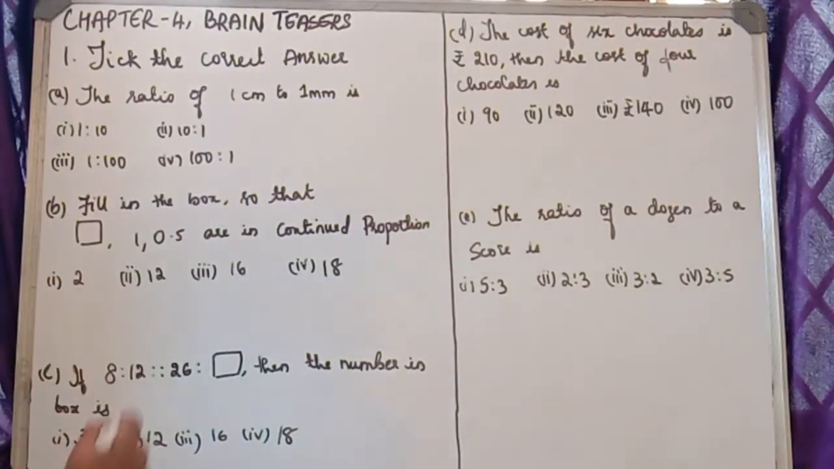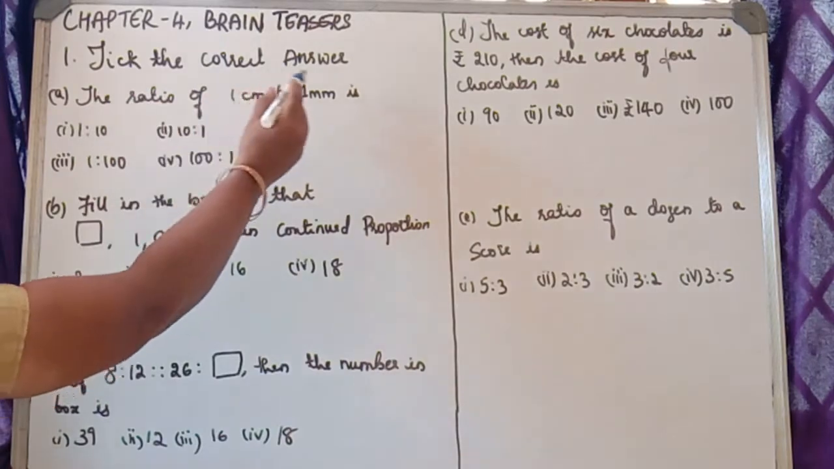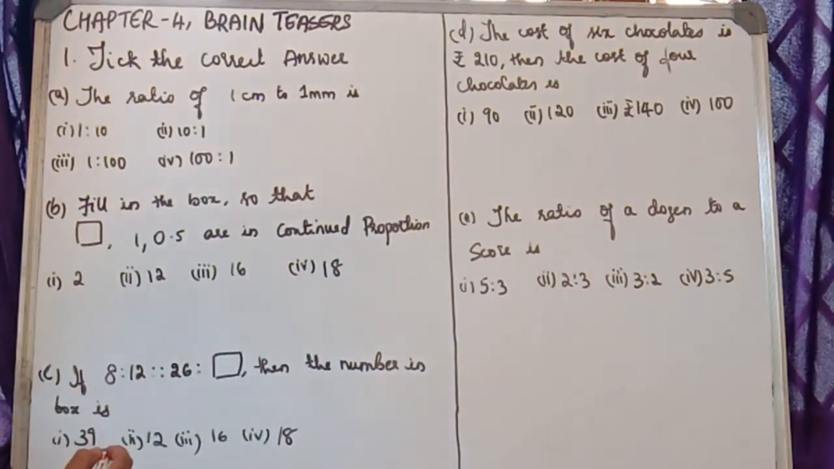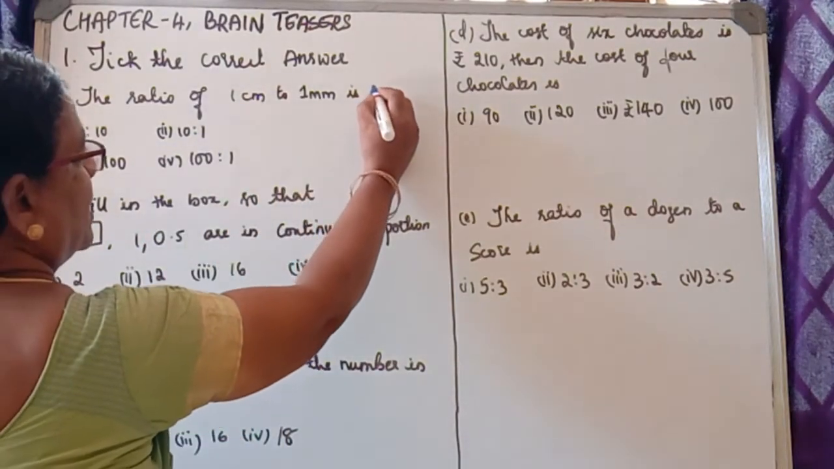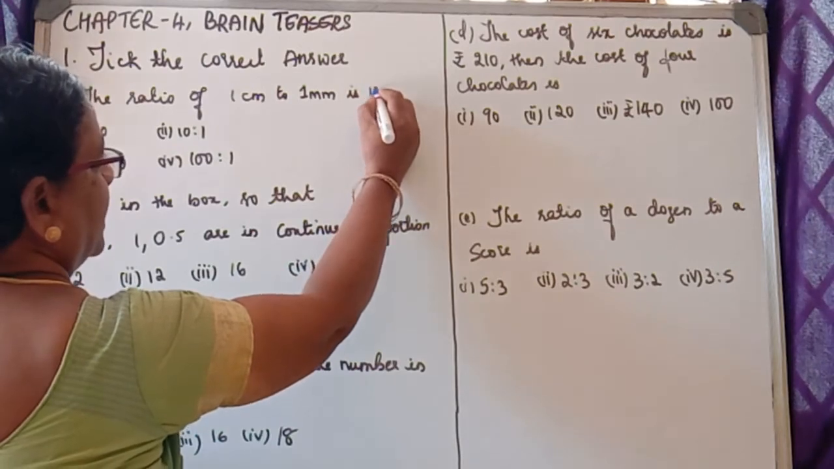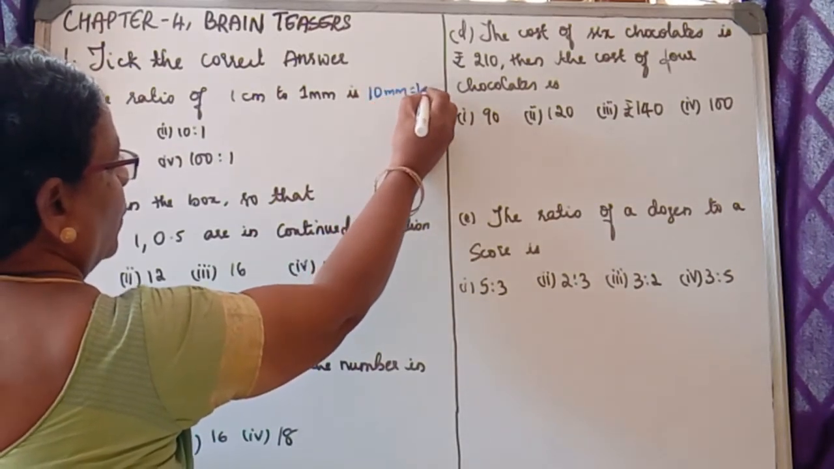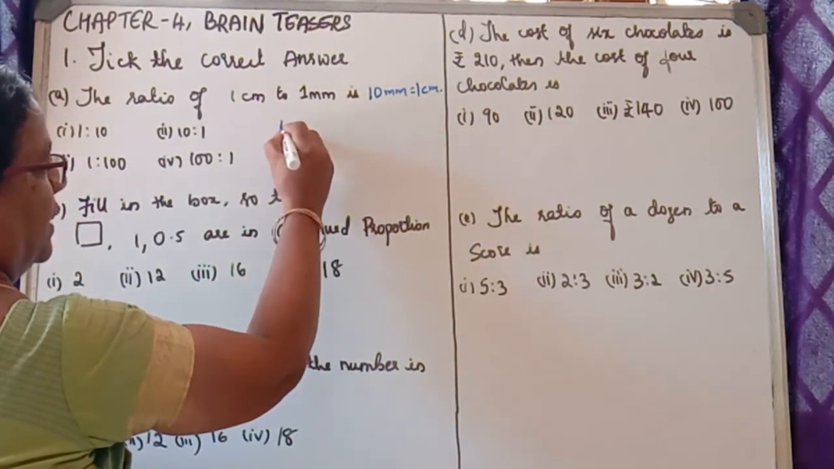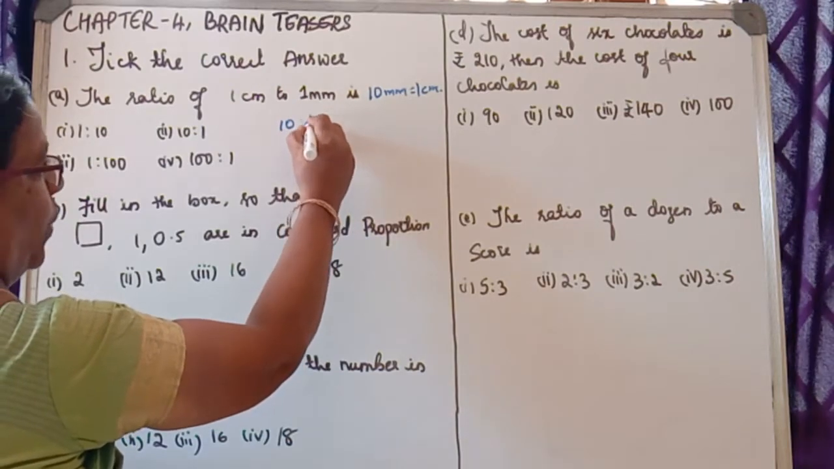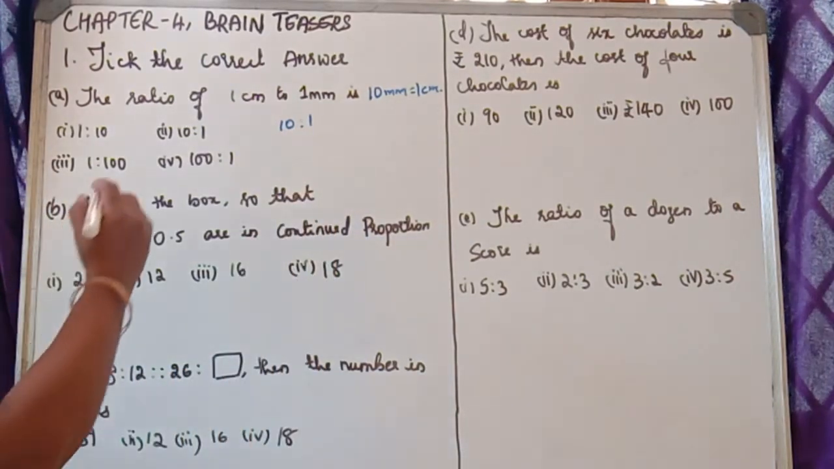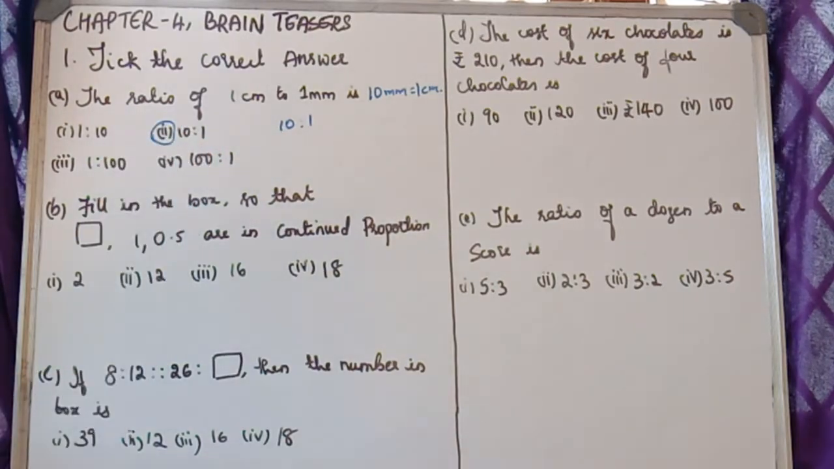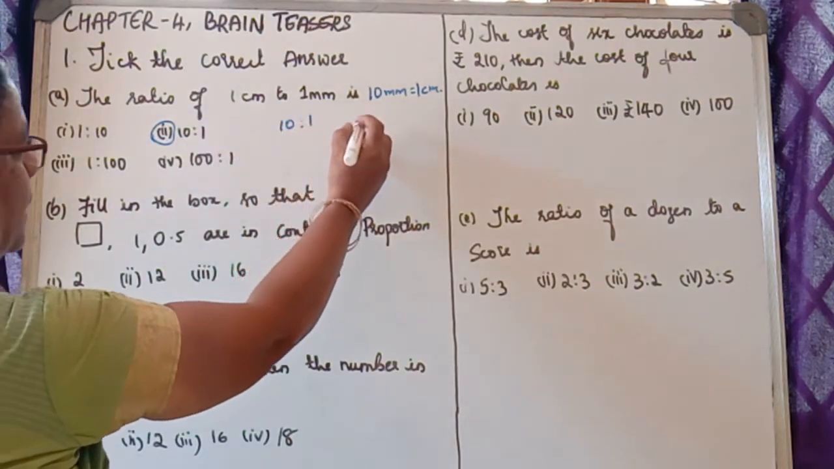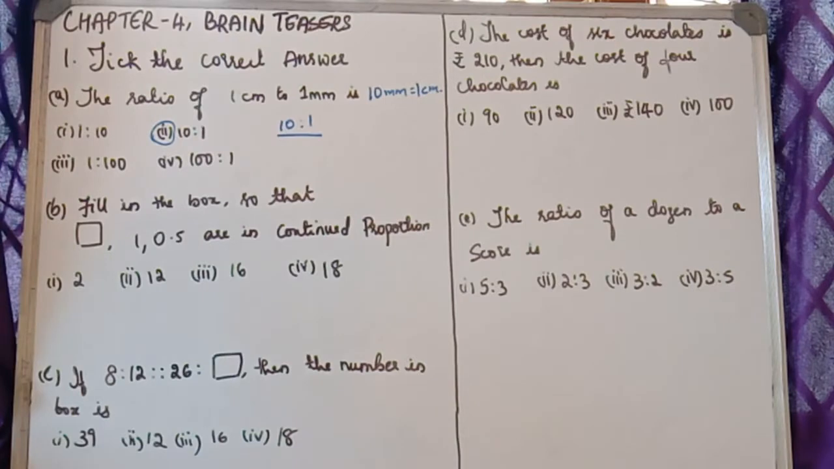Now, we are going to solve the brain teaser. The first one, pick the correct answer. For the first question, the ratio of 1 centimeter to 1 millimeter is. How many millimeters are equal to 1 centimeter? 10 millimeters is equal to 1 centimeter. So, 1 centimeter is equal to 10 millimeters is to 1 millimeter. So, which option is correct? Your B option is the correct answer for the first question. The ratio of 1 centimeter to 1 millimeter is equal to 10 is to 1.